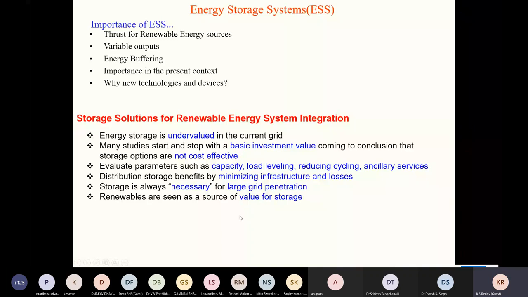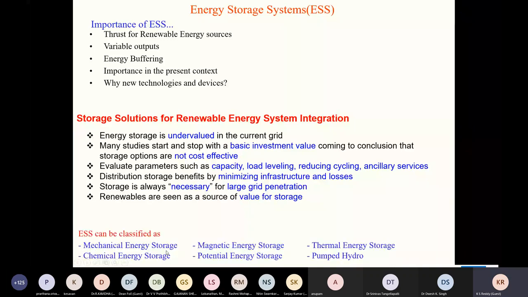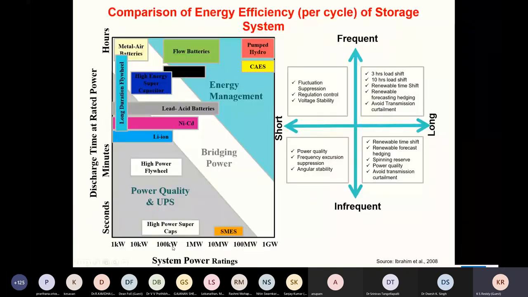So there are different energy storages that can be proposed. One is mechanical energy storage in flywheels, magnetic energy storage in magnets, thermal energy storage in the form of heat, and chemical energy storage either in the battery or thermochemical form. Potential energy is based on pumped hydro. These are the different types of energy storages.